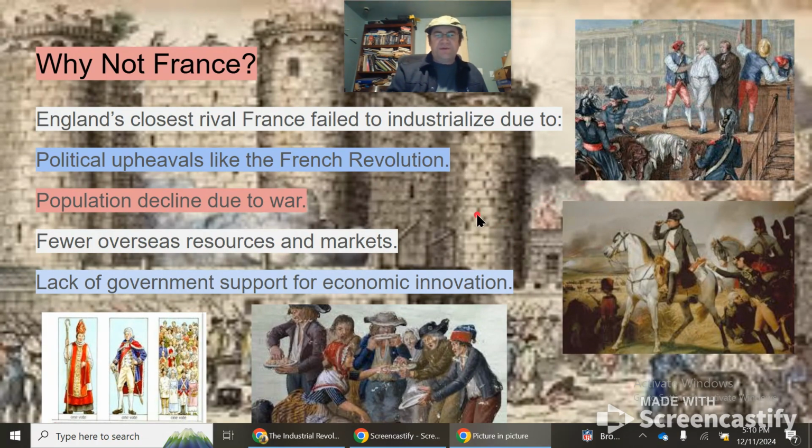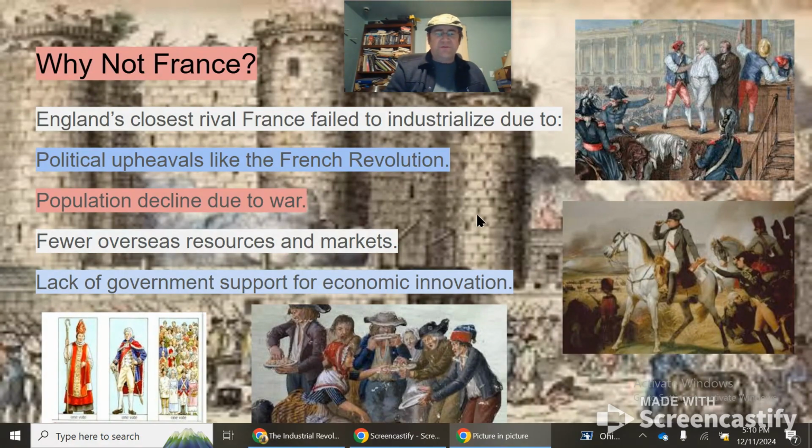The French population had also suffered declines due to almost constant warfare from about 1792 to 1815. So there wasn't the surplus population that you found in England. Plus, while France did have overseas empires, it didn't have access to the same sorts of overseas resources and the same sorts of internal markets that England did. France did not have the same canal trade routes that England did.